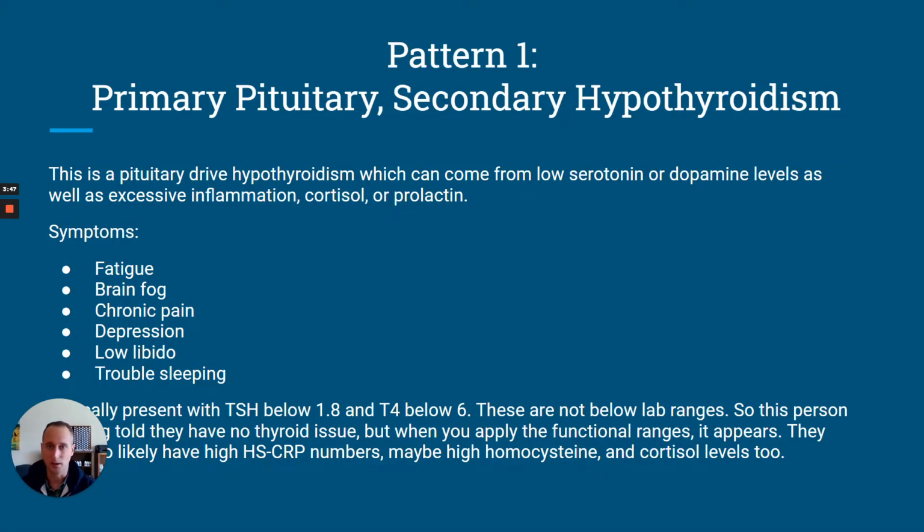It's primarily a pituitary issue. It is not actually a thyroid issue per se. It's a secondary thyroid issue. So if you're looking directly at the thyroid with this pituitary pattern 1 issue, you're missing the mark. So the pituitary is driving this for a couple of reasons. It could be that you're low in serotonin, low in dopamine. You could have excessive inflammation, or things like cortisol, so your stress levels are high, or your prolactin levels are off.